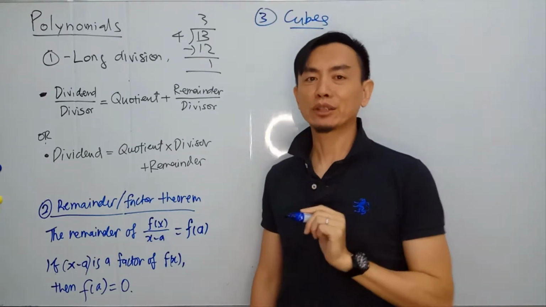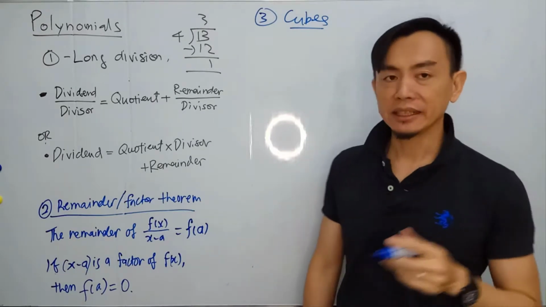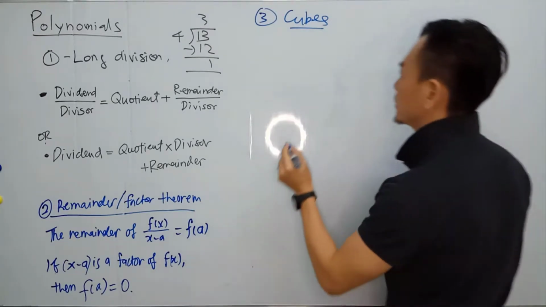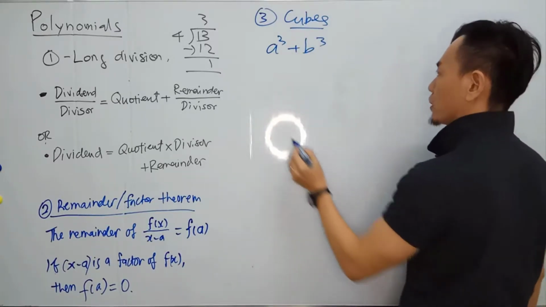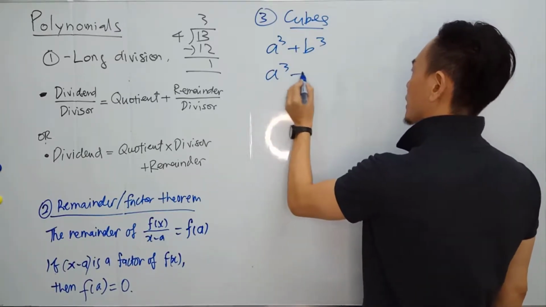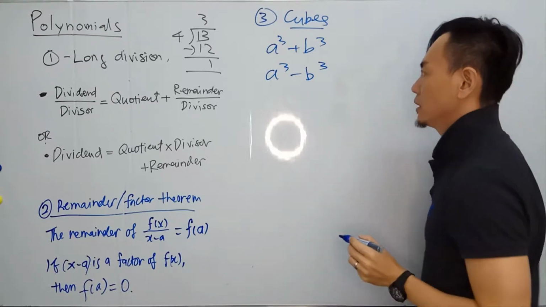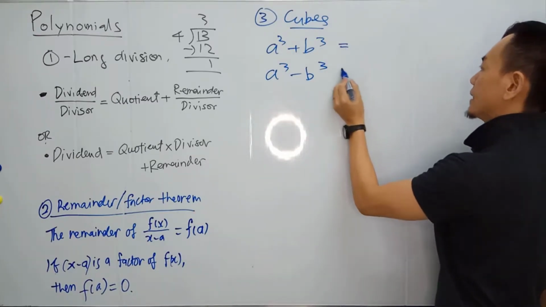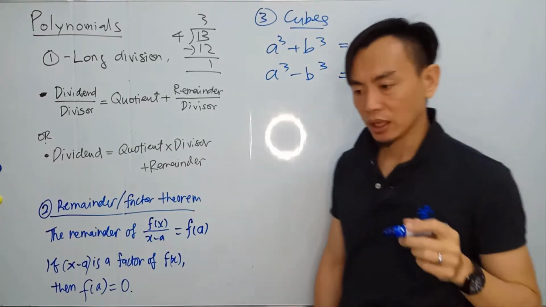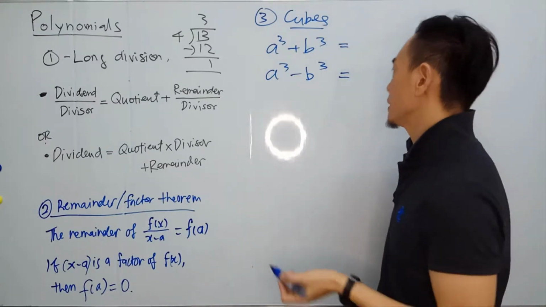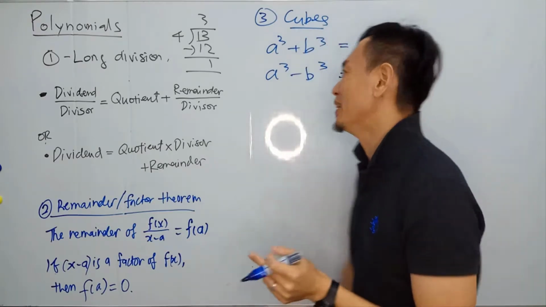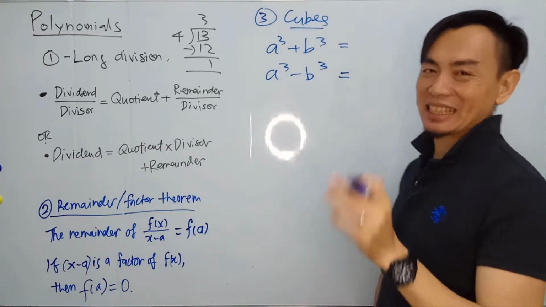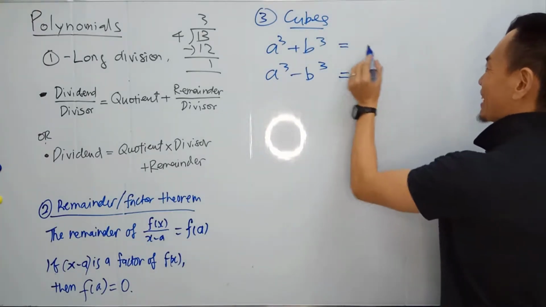Alright, the third thing I want to talk about is cubes. In polynomial questions, sometimes you will get this a cubed plus b cubed, which is called the sum of cubes, and you have a cubed minus b cubed, the difference of cubes. There is an identity here that we can use quite easily to do this. And actually, I find it very difficult to memorize. I don't know why. It's only this year that I began to memorize it. But it works now.